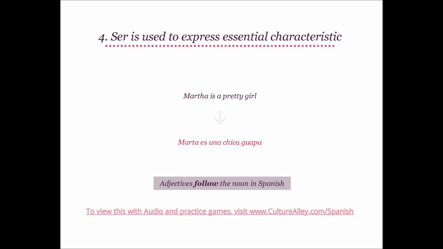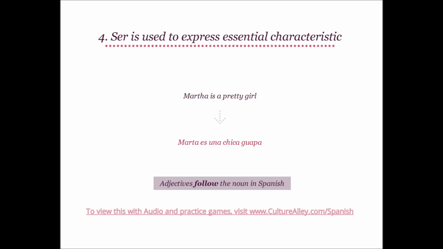Let us look at the fourth scenario. Ser is used to express essential characteristic. Essential characteristics are characteristics that are permanent in nature. For example, someone being intelligent or beautiful. These qualities are usually inherent and hence permanent.